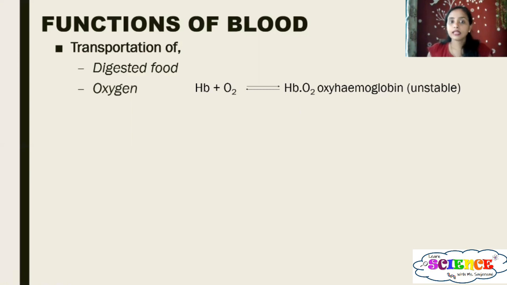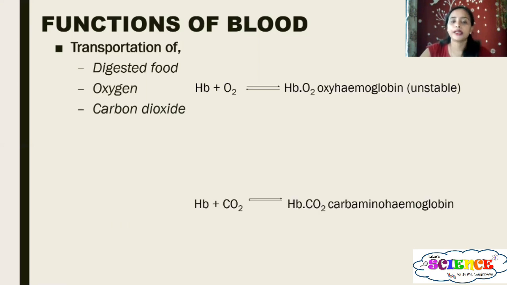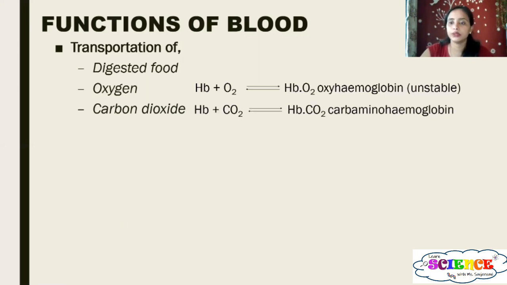The carbon dioxide which is released also has to be transported. Carbon dioxide combines with hemoglobin to form carbaminohaemoglobin, so it is transported in that form. Most of the carbon dioxide is transported in the form of bicarbonate, and some is transported in the form of carbaminohaemoglobin.